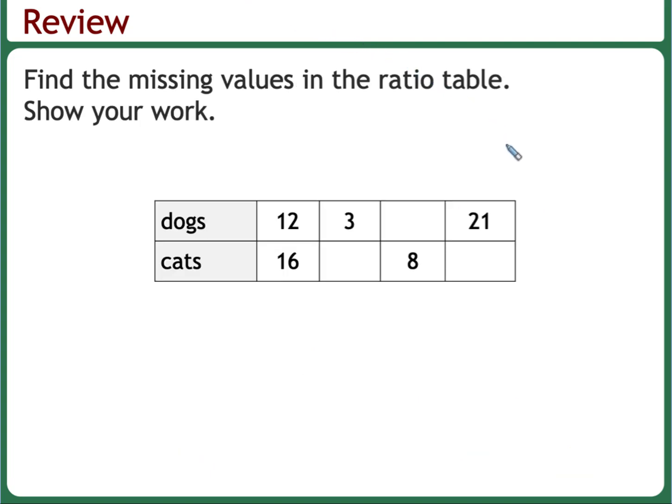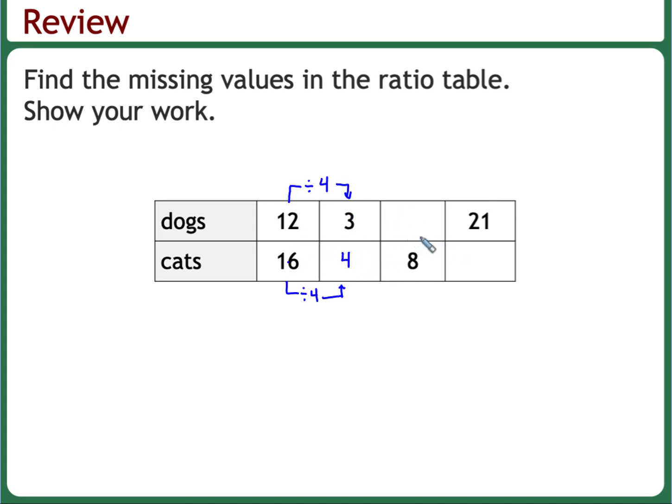Alright, next up. We've had these ratio tables where we need to find the missing value. And we always find the missing value using multiplication or division. Remember, these are ratios, 12 dogs to 16 cats, and we want to see what's equivalent, 3 dogs to how many cats. And if you think of this as fractions, well, this is 12 sixteenths. How do we go from 12 to 3 using multiplication or division? Okay, so we're going to use division. 12 divided by 4 is 3. So then we could do 16 divided by 4 is 4. So 12 to 16 is equivalent to 3 to 4.